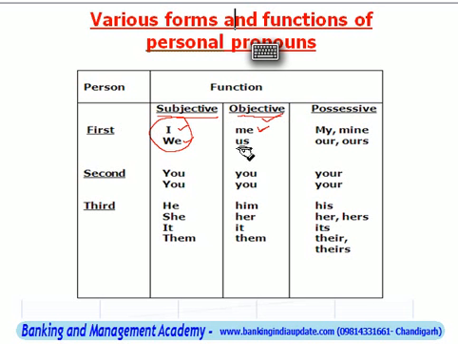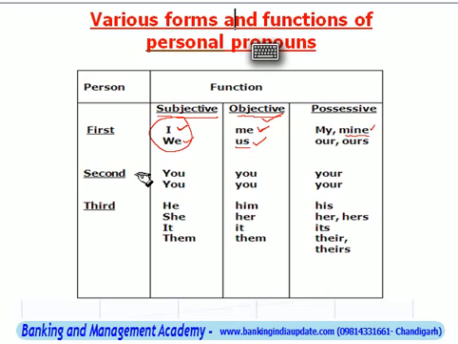Similarly, if I have to use us in the objective case, I say they do not like us. It simply means when we use personal pronouns in the nominative case, we begin a sentence with I and we, and in the objective case, we end the sentence with me and us. The possessive case of first person pronoun I is my and mine. For example, this is my book, or I say this book is mine.